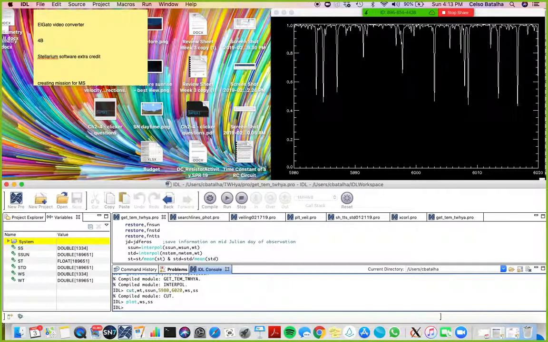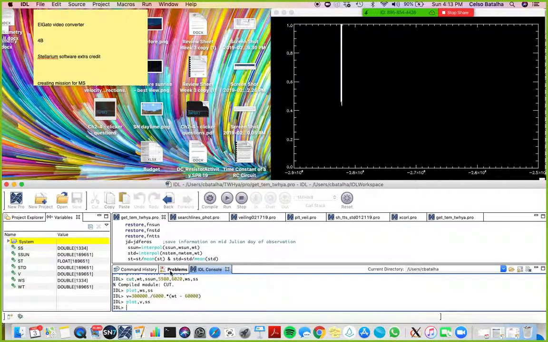So what I'm gonna do is create this velocity scale. So V is equal to the speed of light, that's rounded to 300,000 kilometers per second, divided by 6,000, and I'm putting that in 6,000 angstroms, times the old scale, WT, minus 6,000, okay? And then what I would do, I would plot V by SS, and it should appear the same.